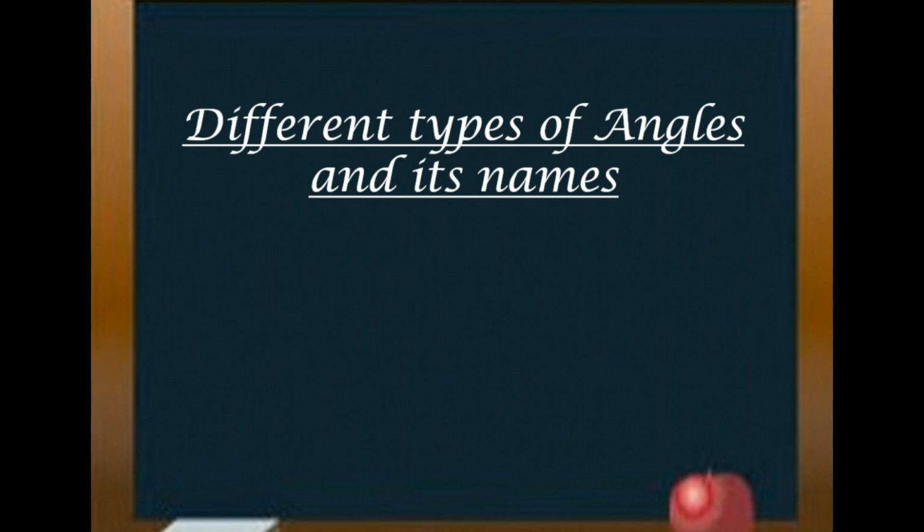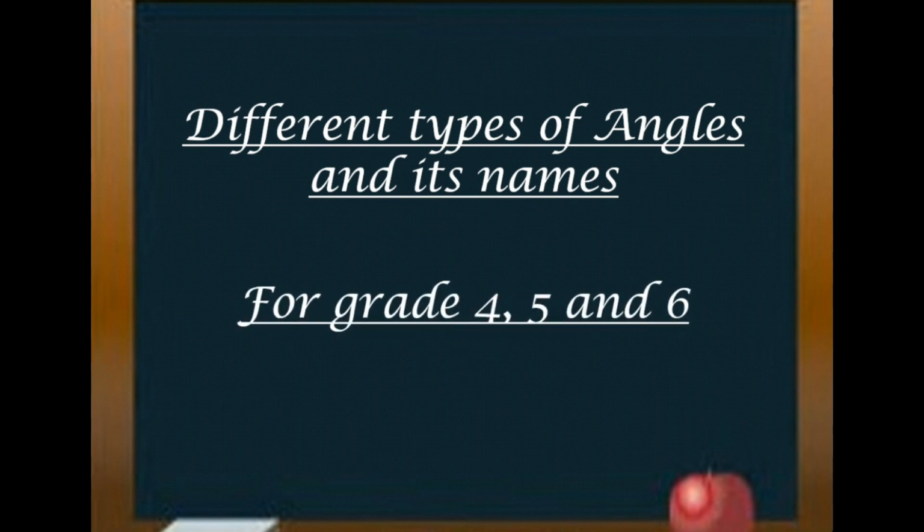So what we are going to learn in this video is what the different types of angles are, what their names are, how they are formed, how to identify them, and how to use a protractor to measure these angles. Okay? And this is mostly for the kids who are in grade 4, 5 and 6. So without wasting time, let us get started, and I request you to see the video until the end so that you don't miss anything important in between.